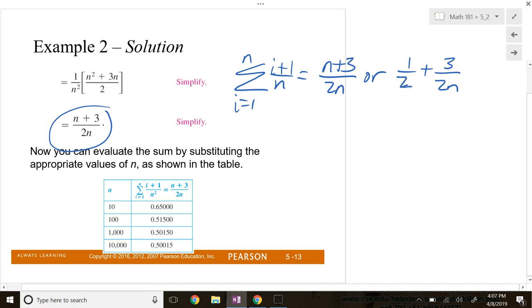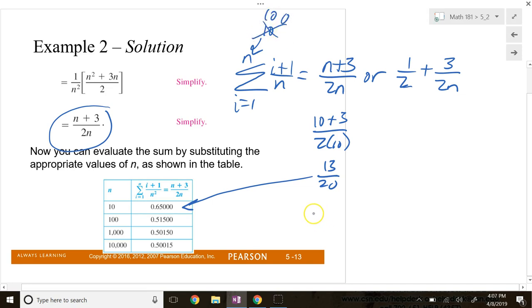All right. So notice, if I'm going to let n be 10, now I just plug it in. 10 plus 3 over 2 times 10. I got 13 over 20, which is 0.65. Now if I let n be, instead of 10, 100, now I've got 100 plus 3 over 2 times 100. And that gives you that one, and so on.